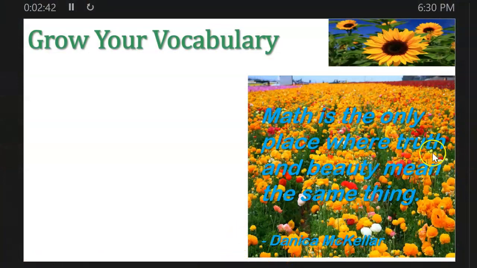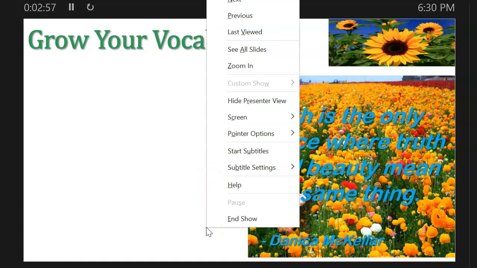We have this awesome quote here that says, "Math is the only place where truth and beauty mean the same thing." And I definitely agree with that. And the more you study math, the more you start to realize how true that statement is.